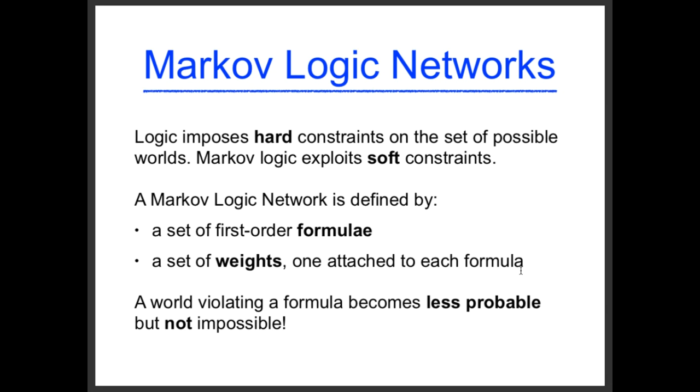Markov logic, instead of hard constraints, has soft constraints, okay? So you have rules that, if violated, make a world not impossible, but just less probable, okay? And formally, a Markov logic network is defined by a set of first-order logic formulae, okay? And a set of weights, where a weight is attached to each first-order logic formula, okay?